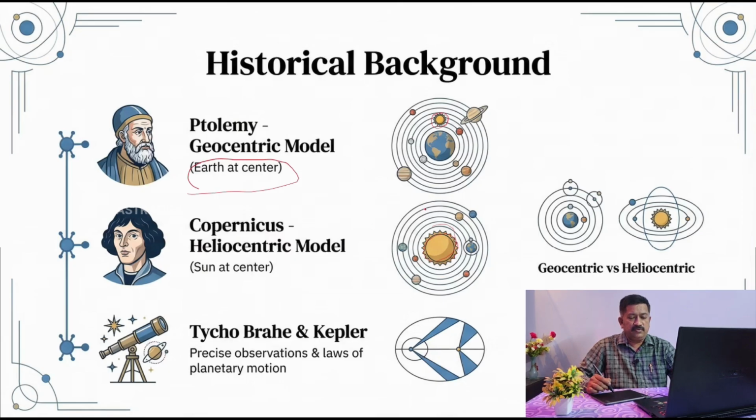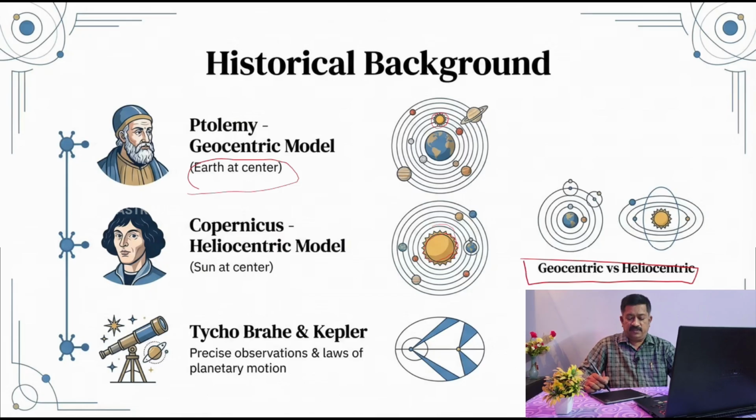In this diagram you can see the Sun is at the center and all the planets, including Earth, are revolving around the Sun in circular orbits. This is called the heliocentric theory or heliocentric model. These two theories were first suggested by these two astronomers, Ptolemy and then Nicolaus Copernicus.